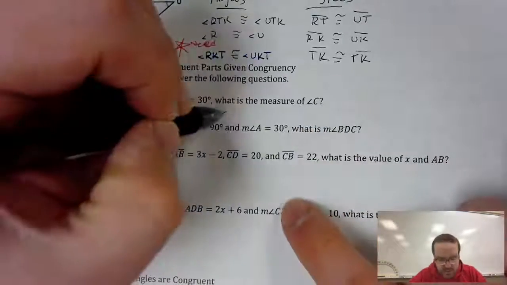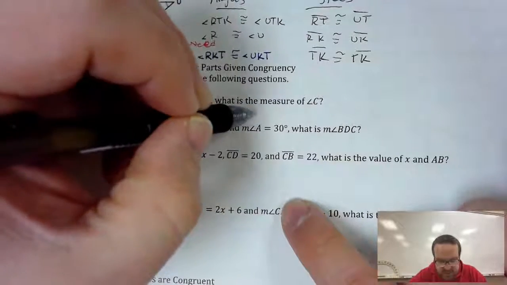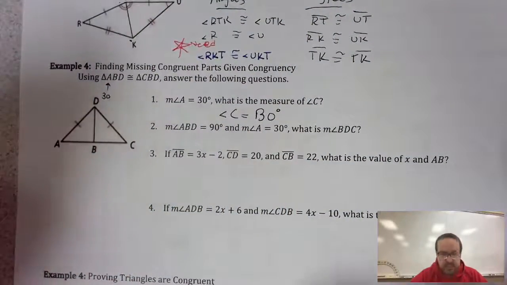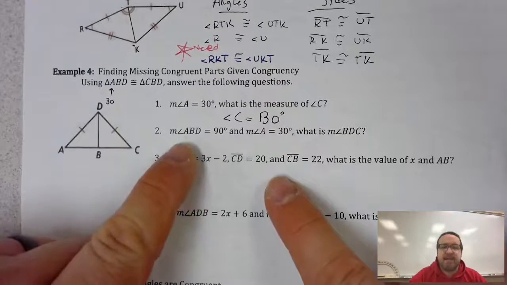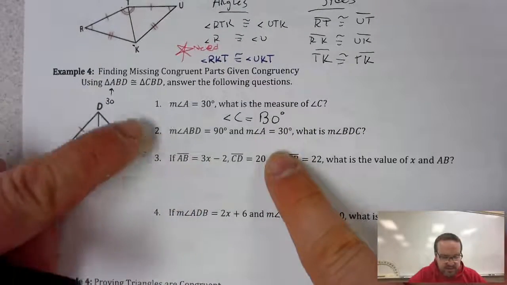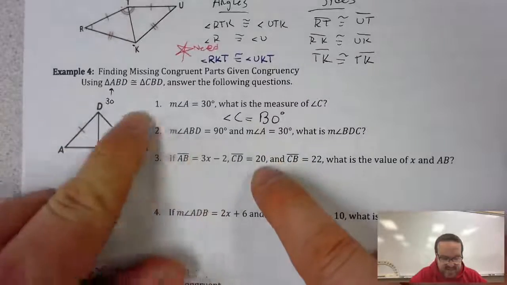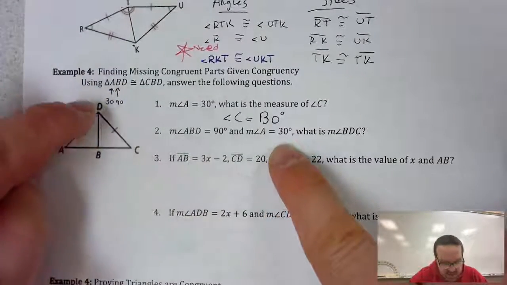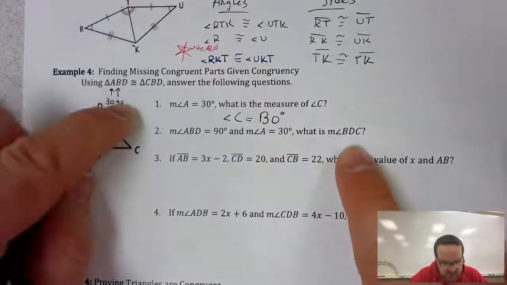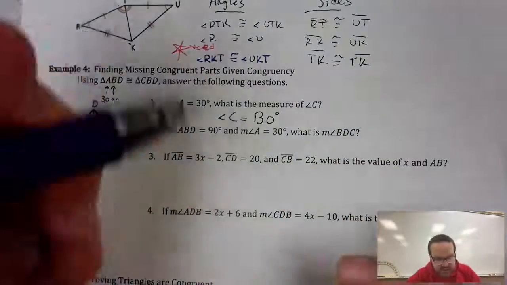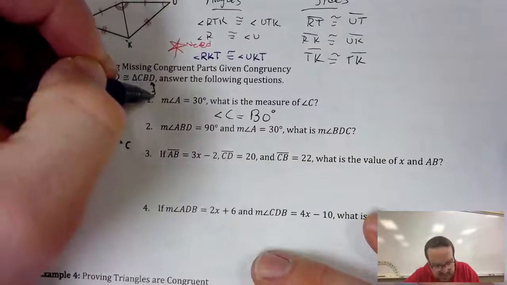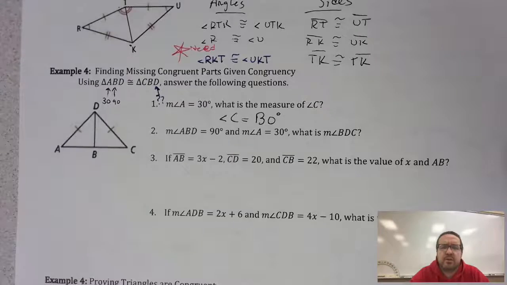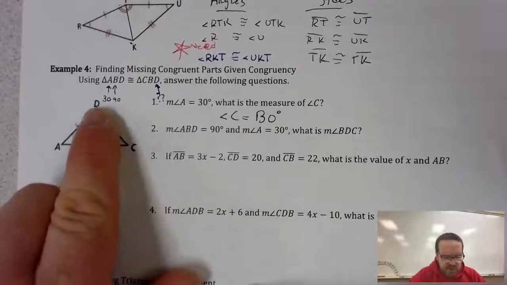If ABD is 90, so that means that this one right here is 90. Angle C is 30, what's the measure of BDC? So they're asking about this one right here. So notice the one that we're missing for both of them is the third angle, right? So I know that all three of these angles have to add up to be 180. So that just means the measure of angle BDC is 60 degrees.